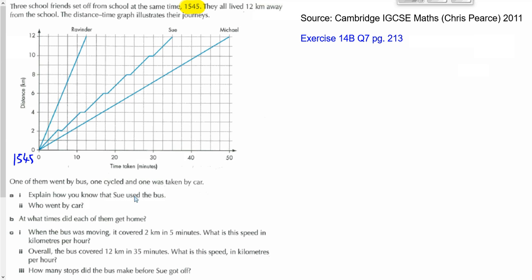So you'll always generally see time on the x-axis, and we have distance in kilometres on the y-axis there. So one of them took the bus home, one rode their bike, and another one was taken by car. And the first question we're asked here is, explain how you know that Sue used the bus.